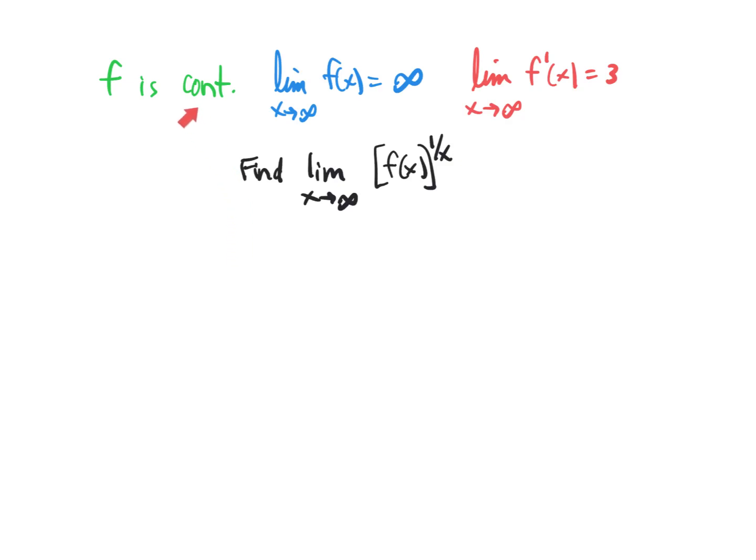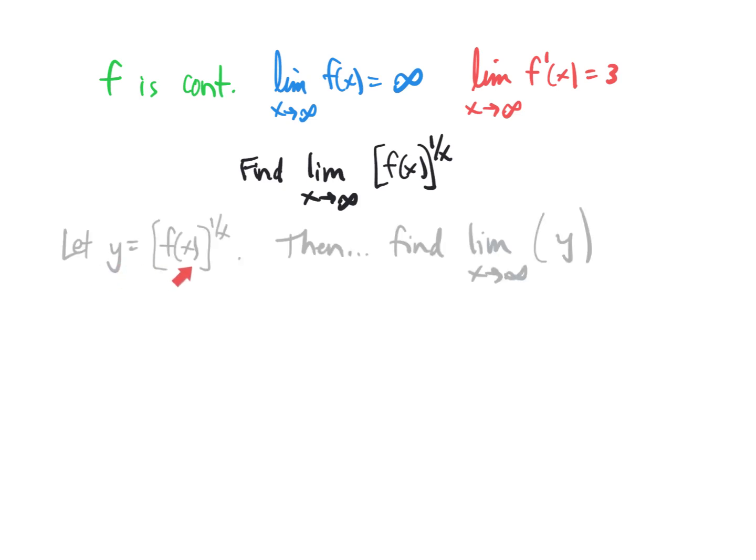All right, f is continuous. The limit as x approaches infinity of f is infinity. And for f prime, the limit is 3 as x approaches infinity. So find the limit when f of x is raised to this power.